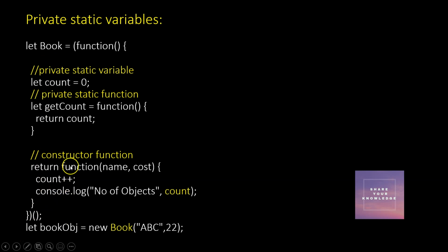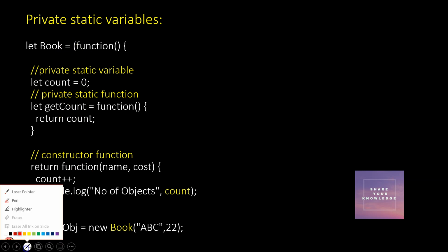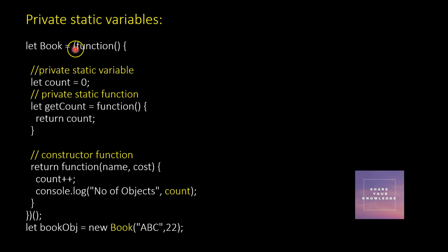Normally for the constructor function we will say let Book equal to function. For creating static, you have to return the constructor function inside a self-invoking function. You can see it here. This is a self-invoking function which is called immediately. Whatever static variables you need, you initialize inside the self-invoking function, and then you return the constructor function.